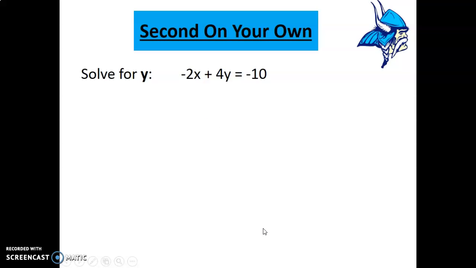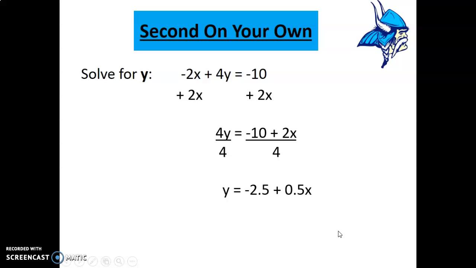Give this example a try. See if you can do any better, or see if you can perform as well as you did on the first example. We're isolating or solving for y. Your result should have been y has a value of negative 2.5 plus 0.5x, or negative 2.5 plus a half x. Here are your steps in between.